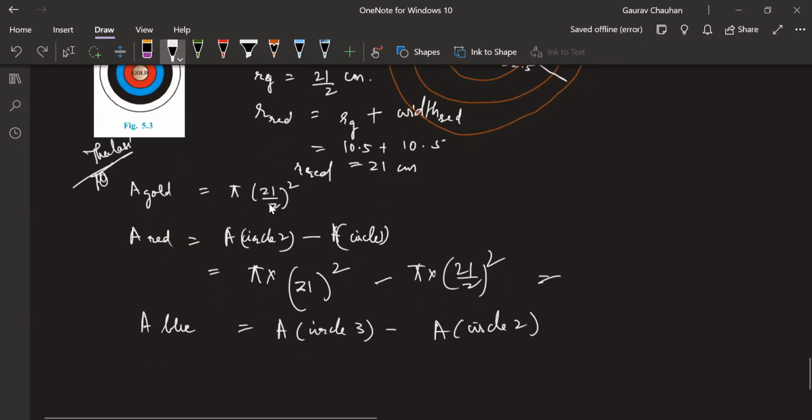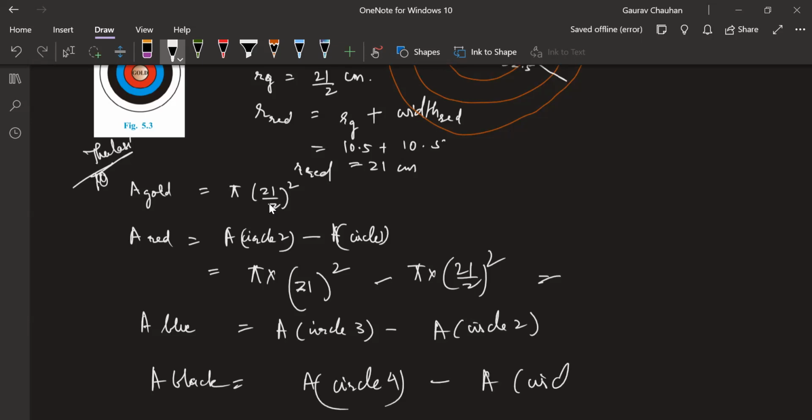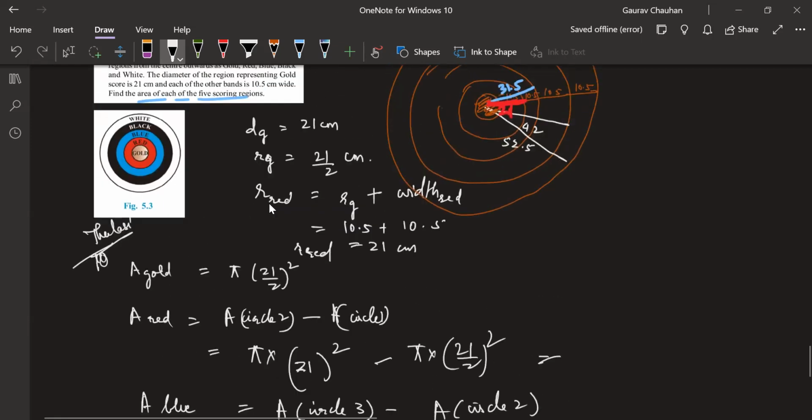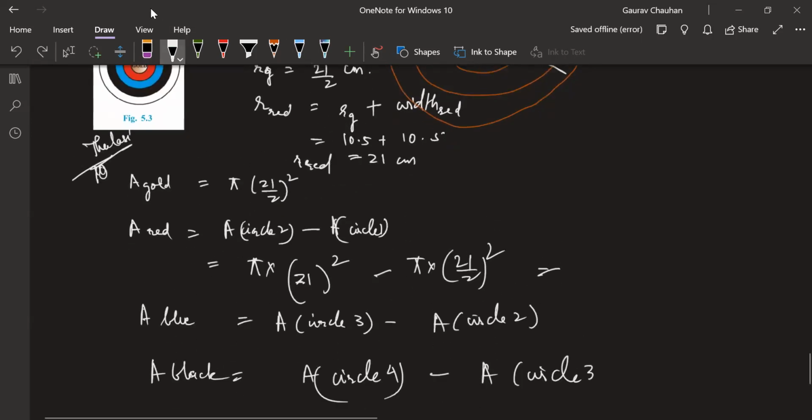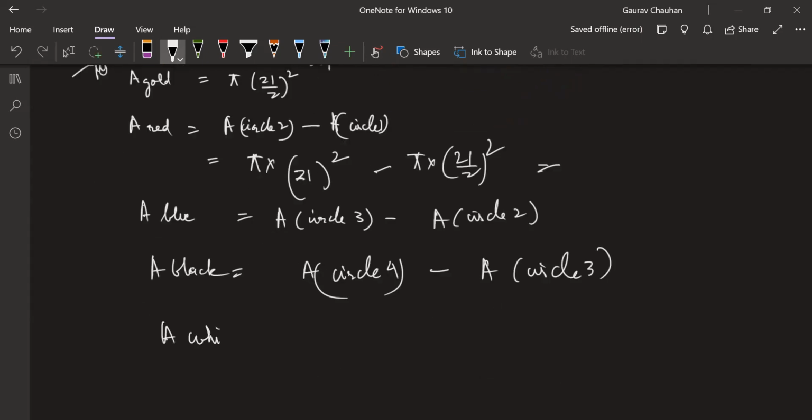Area of blue is equal to area of circle 3 minus area of circle 2. So area of black is equal to what now? It is equal to area of circle 4 minus area of circle 3. That's the outer boundary of the blue region, that full part, minusing. That's much easier. Be good with that. Same way, how will you find area of white? Area of white is equal to area of circle 5 minus area of circle 4.